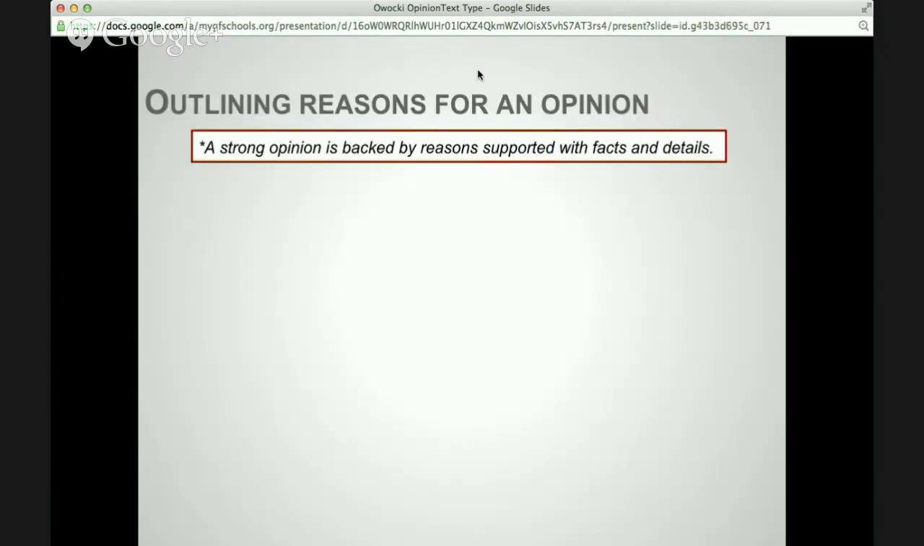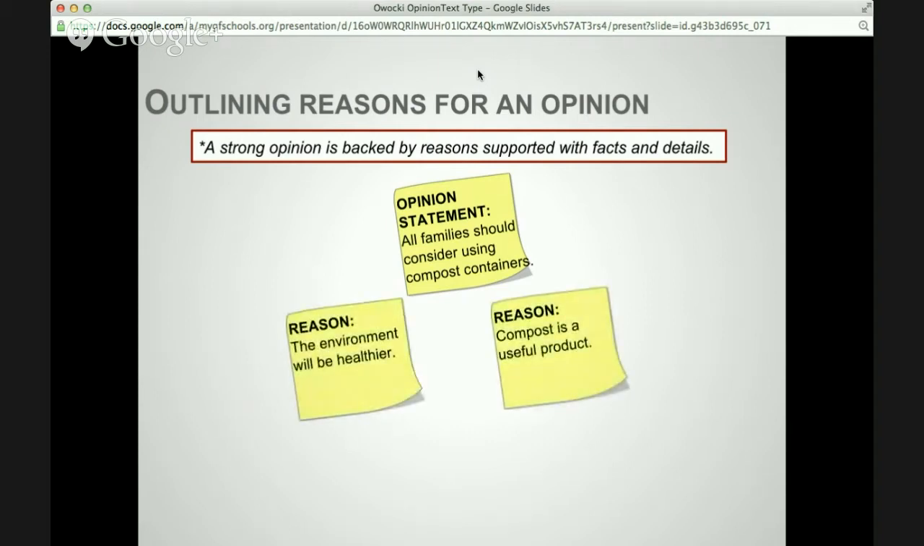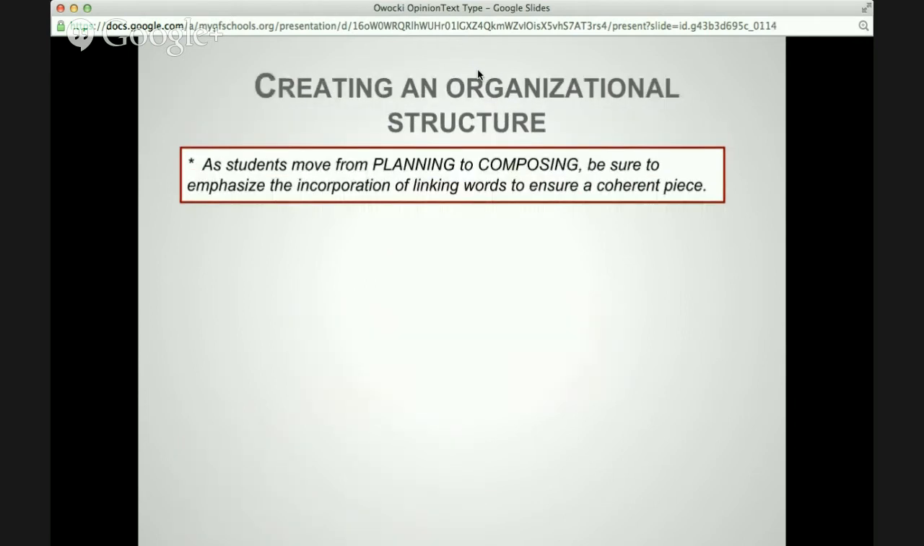Another element of the discourse of opinion writing is helping kids to outline the reasons for an opinion, because we know strong opinions are backed by reasons supported with facts and details. And she talks about just using sticky notes where you would start your opinion statement and creating kind of a hierarchical outline so that kids see the relationship between the opinion, the claim that you're making, the reasons, and then the details or facts to support them.